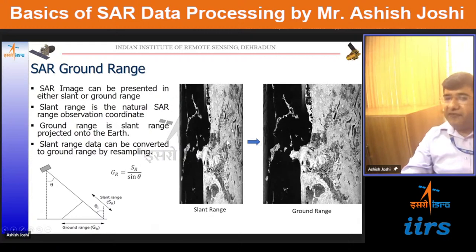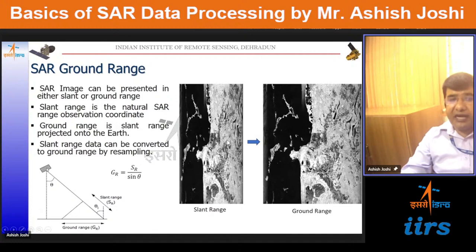So you can see after doing the ground range correction, now the pixels have the proper square size, and the features are properly represented. So how do we convert this slant range into ground range? It can be done through this formula.